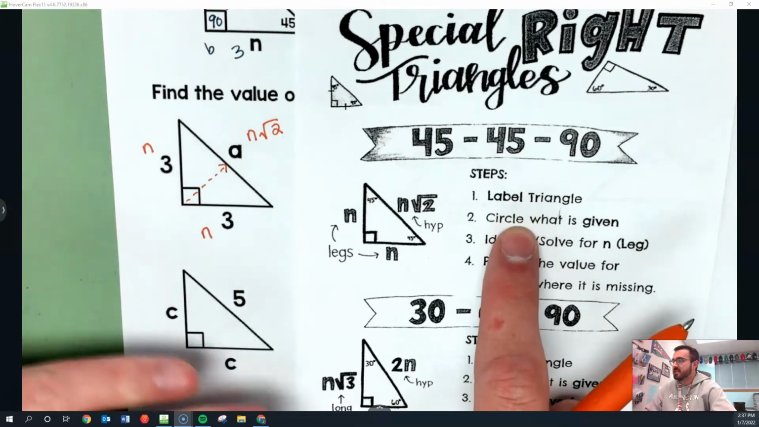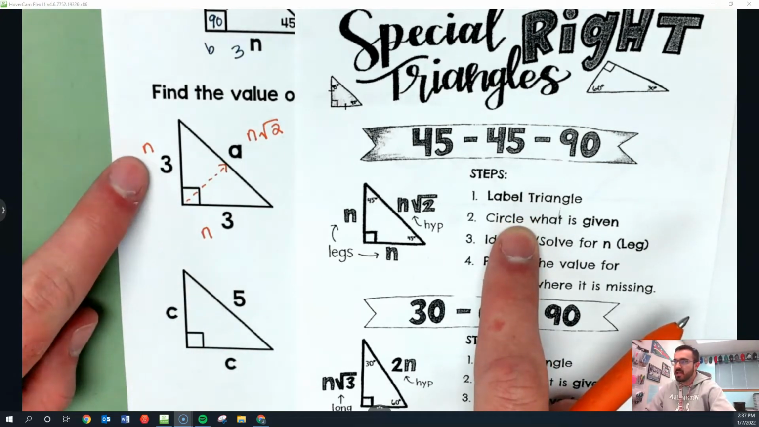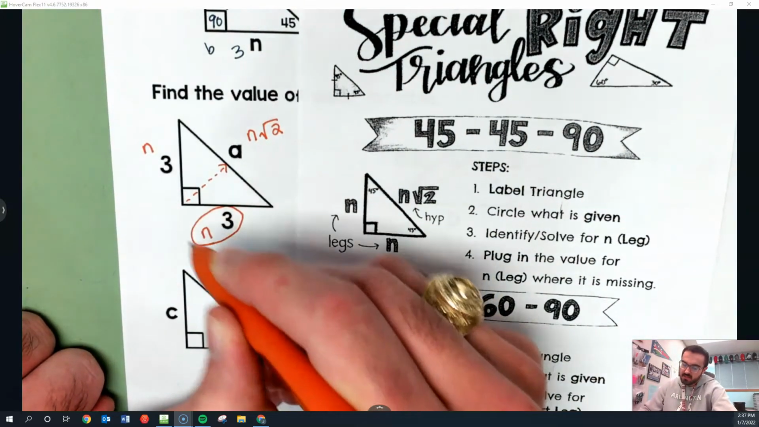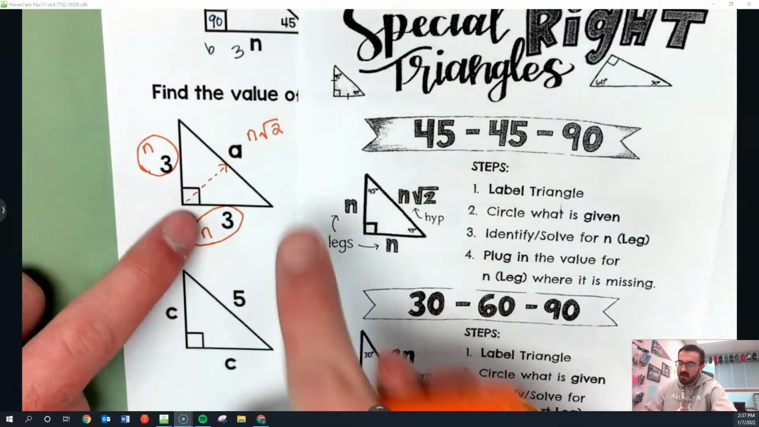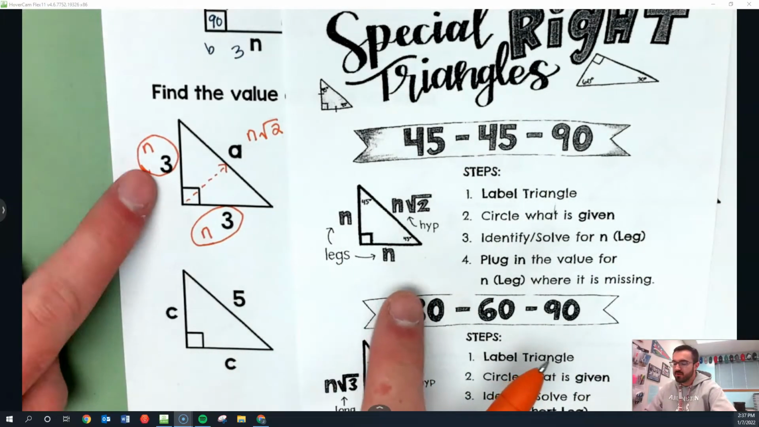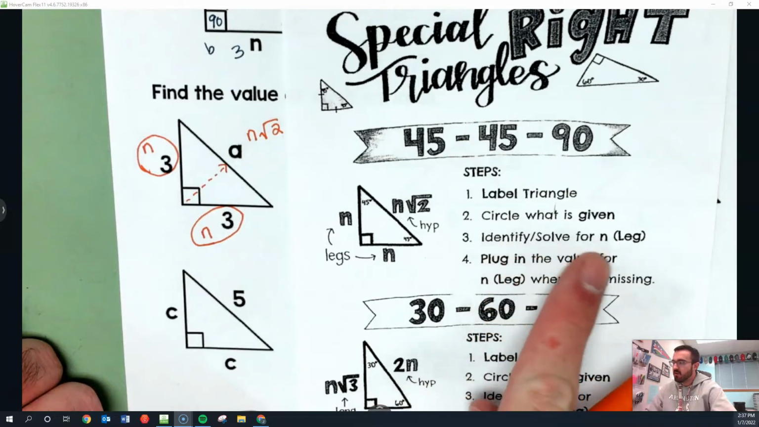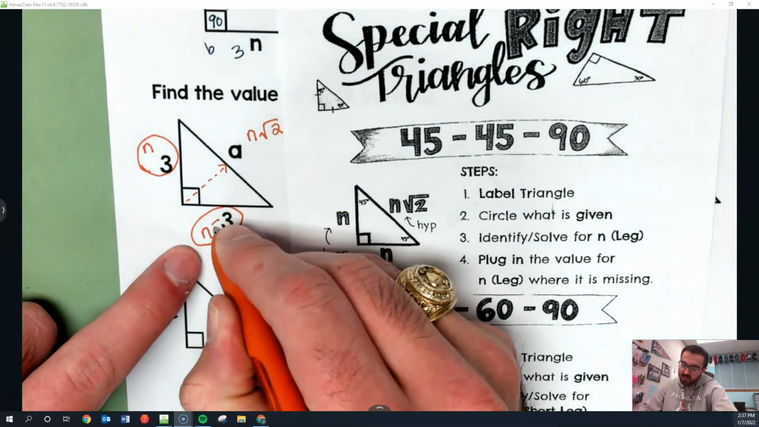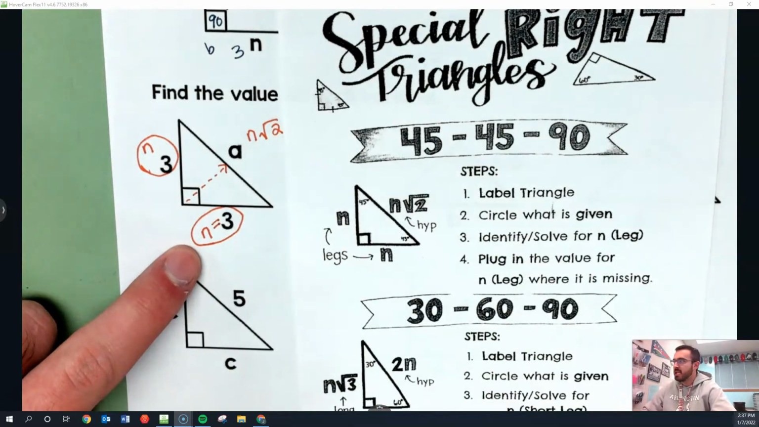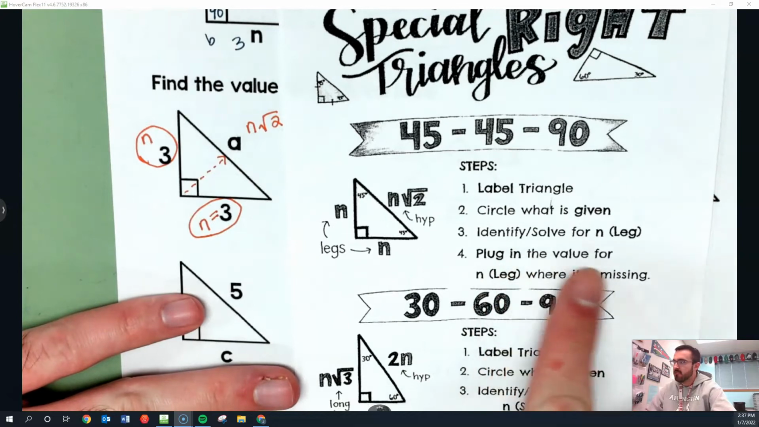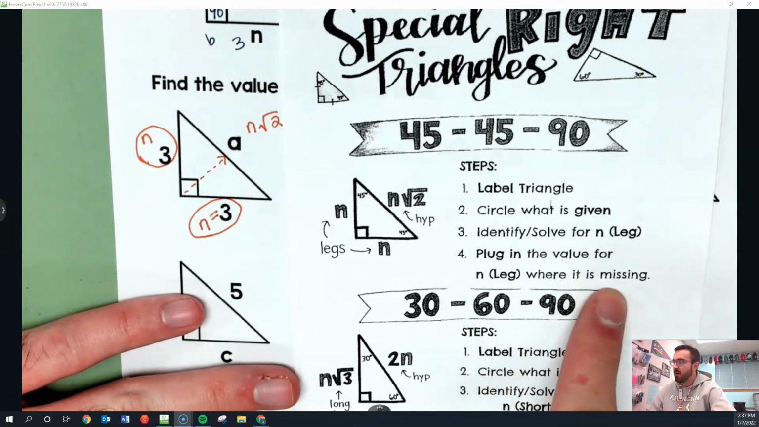I need to circle what is given. So I know that n is 3 here and n is 3 here. So I know n is 3, I know n is 3. I don't know anything about this. This is a variable. That's not helpful. Okay, so I've circled what's given. Identify, solve for whatever n is. Okay, n is clearly 3. So n equals 3. So now I know n equals 3, and I need to plug in the value for n where it is missing.